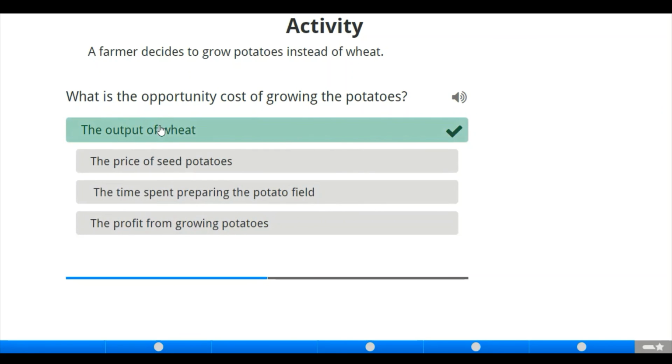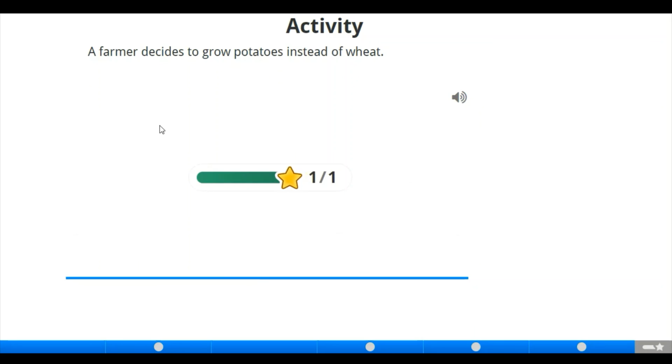Wow, we don't have much more about opportunity cost. That should be the end of our class.